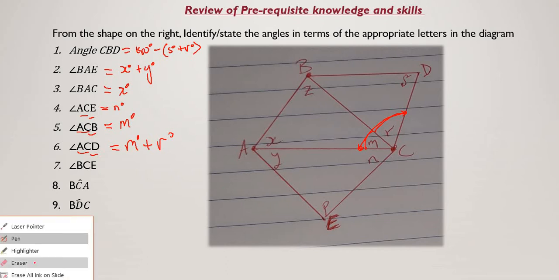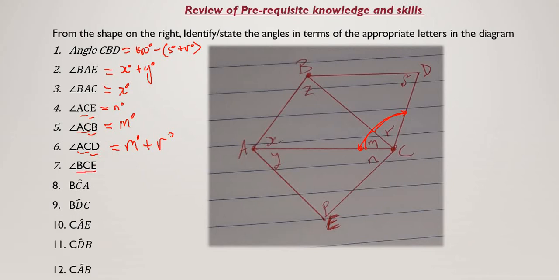What's the next one? The next one is angle BCE. We're going from B to C, and from C to E. So looking at these two, angle BCE is angle N plus angle M. Alphabetical order, angle M plus angle N. Next one, BCA, going from B to C to A. It'll be these two lines here, lines BC and CA, with this little angle here, which is angle M.